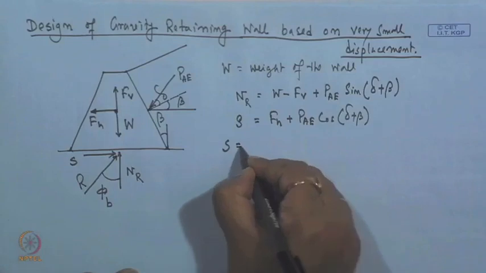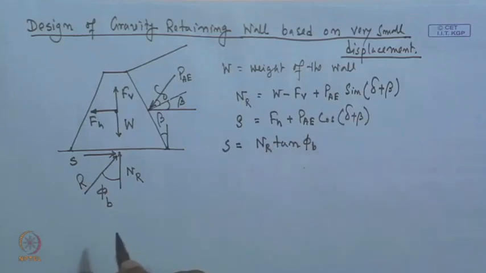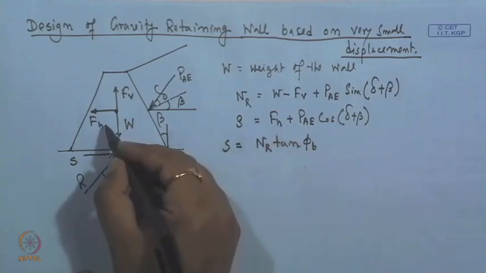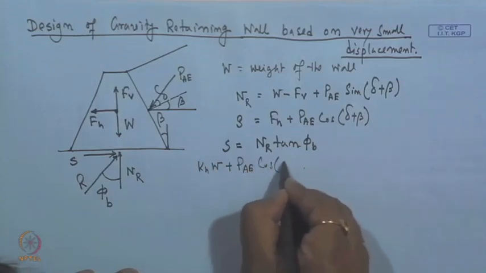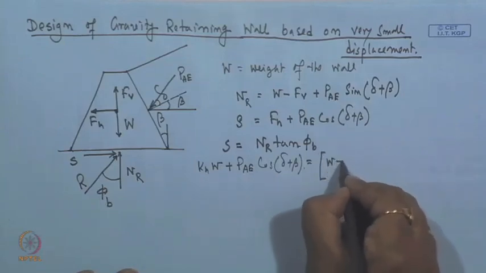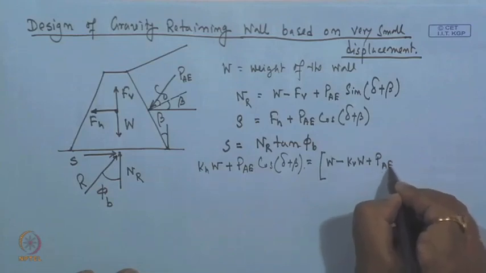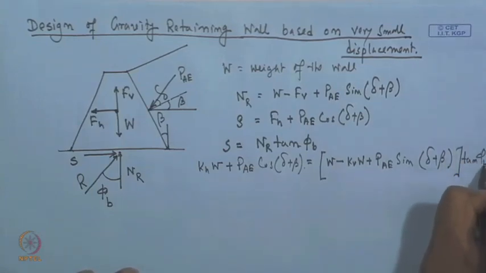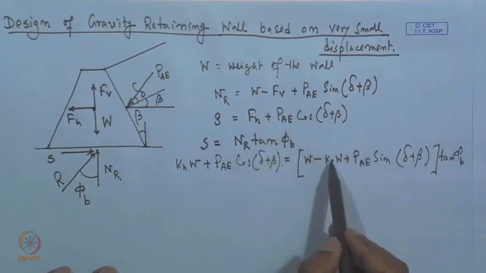Now, we can write that S is equal to N R into tan phi b. So, we can finally write that F H, which is k H W, plus P A E cos of delta plus beta, is equal to W minus k V W plus P A E sin of delta plus beta, into tan phi b. Here F v has been replaced by k v into W.